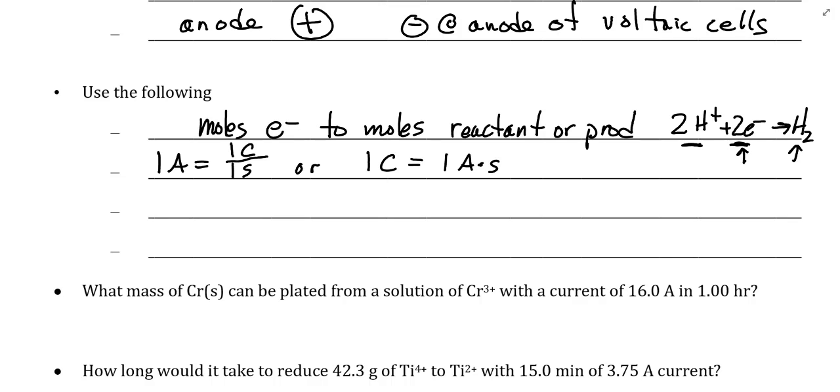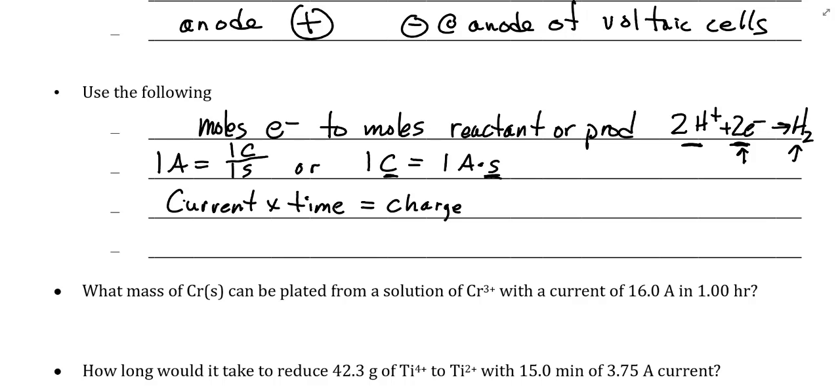Another relationship is that an amp is equal to 1 coulomb per 1 second. Or, if you rearrange that equation, 1 coulomb is equal to an amp times a second. This relationship will help you relate coulombs, or amount of charge, to current and seconds. So it gives us a way to talk about moles at one point with coulombs and Faraday's constant, and time. Another way of saying this is that current times time equals charge.